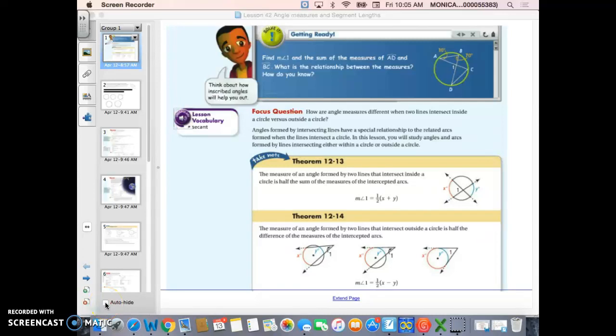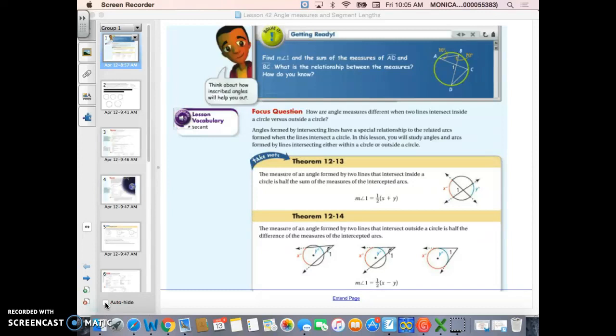Well, hello, good people, and welcome to Lesson 42, Angle Measures and Segment Lengths. Let's go ahead and look at some more cool theorems that relate to circles. So today we're going to use these theorems to find missing angle measures and missing segment lengths, so pay close attention as we explore this stuff.